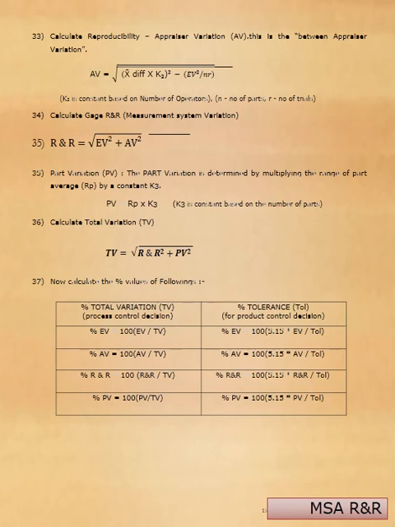Now calculate the percentage values of the following, as below. Percentage of total variation is the process control decision. Percentage equipment variation equals 100 times EV divided by TV. Percentage of operator variation equals 100 times AV divided by TV. Percentage of R and R equals 100 times R and R divided by TV. Percentage part variation equals 100 times PV divided by TV.